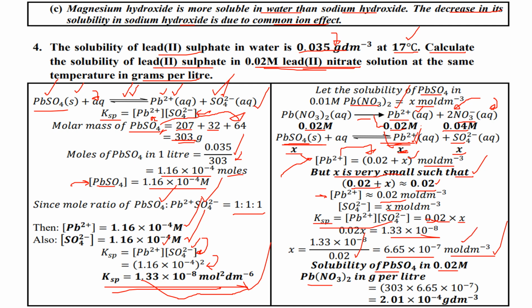So we have to convert moles into grams. Remember that I told you the RFM or molar mass contains 1 mole. Then what about these moles? That means 1 mole contains the RFM, which is 303, as we calculated earlier up here. So we just get 303 multiplied by 6.65 × 10^-7. Putting everything in the calculator, you end up with 2.01 × 10^-4 grams per dm³ as your final solubility of lead sulfate in terms of grams per liter in lead nitrate.